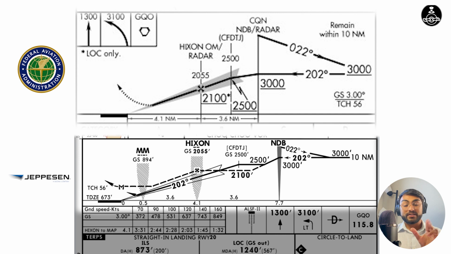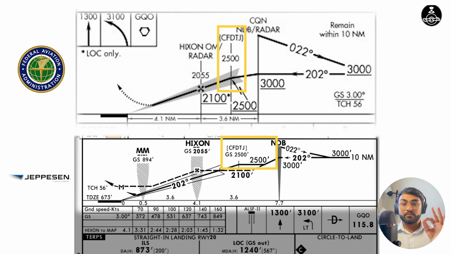But since I'm teaching this and I'm talking to my student, I'm also going to tell them that if we were to do the localizer, then we would descend down to 2100, because that's the altitude for our final approach fix. You can take a look at the difference in which it is displayed on Jeppesen as well as the FAA chart. See the difference here?